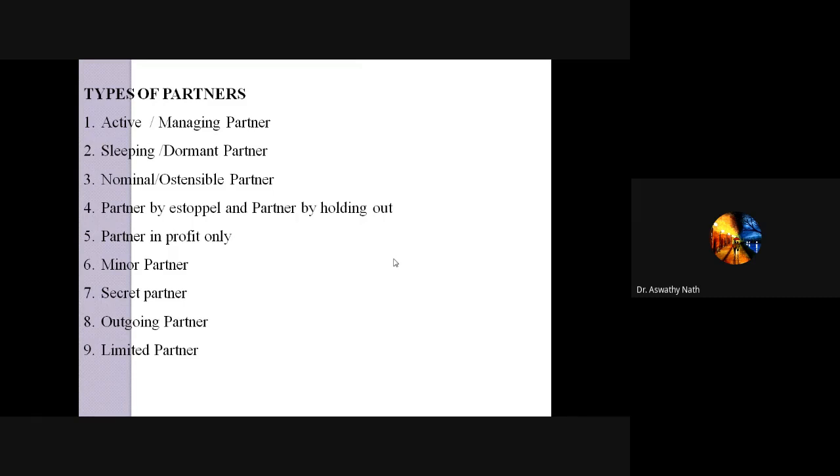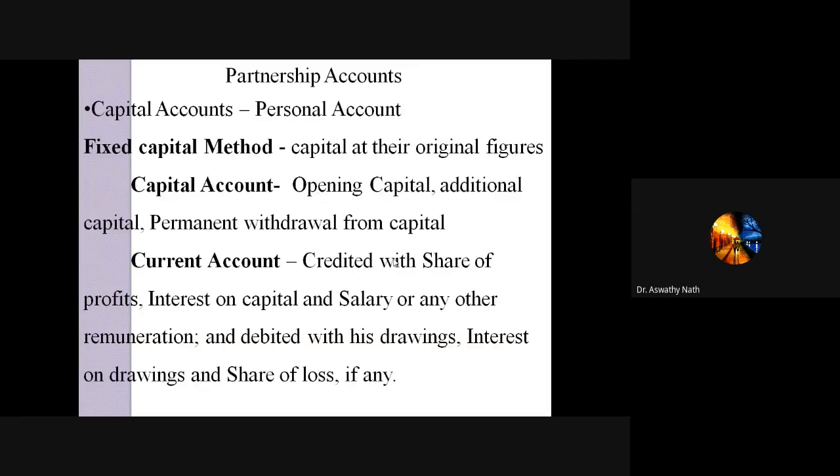So these are the different types of partners: active partner, sleeping, nominal, then estoppel and holding out, secret partner, outgoing partner, and limited partner. So now we are moving to the partnership accounts.